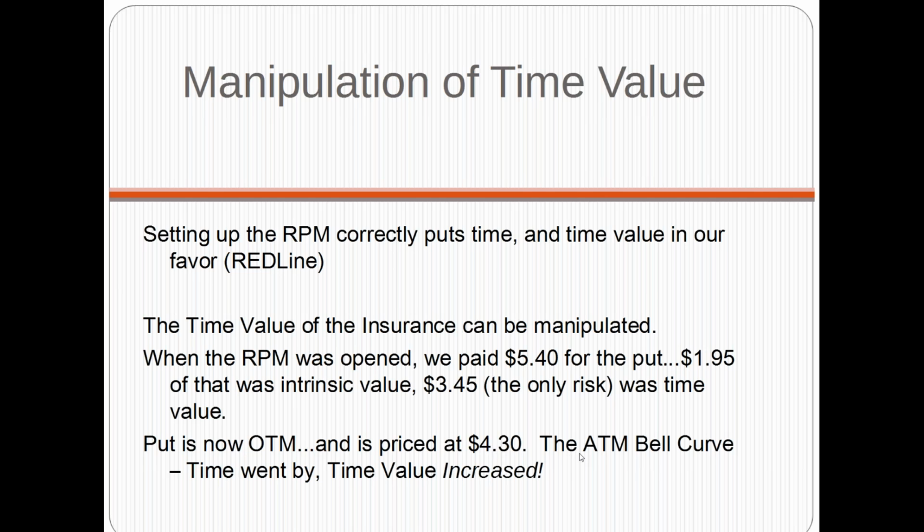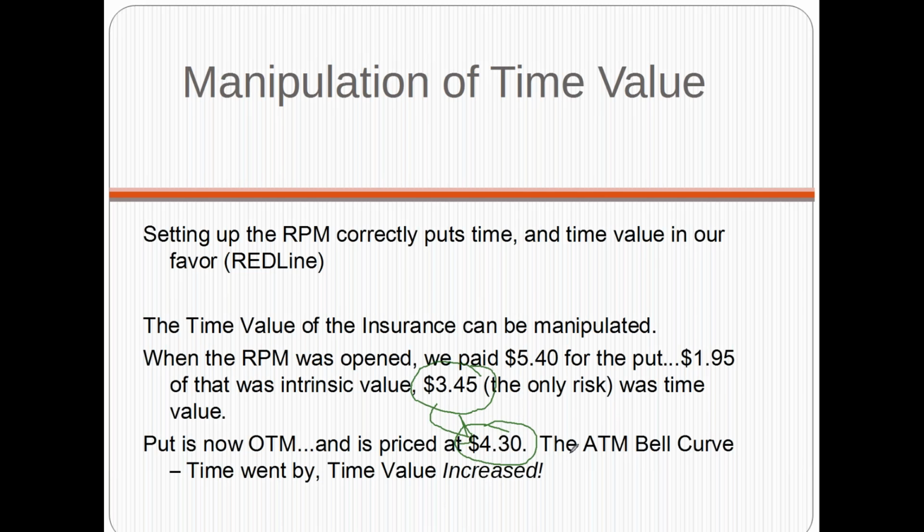So that applies the at-the-money bell curve. When we buy options in or out of the money, we pay a lower time premium. If I buy them in the money, I'm paying intrinsic, but I have a lower time premium. As the option becomes at the money, the time value increased, even though time went by. This put option is now all time premium. It's out of the money. The $4.30 is entirely time premium, and when we opened the position, it was only $3.45.